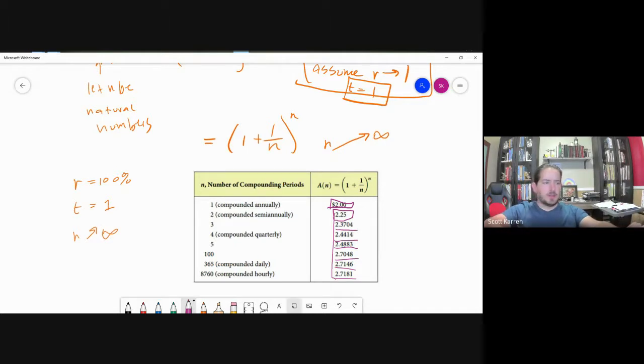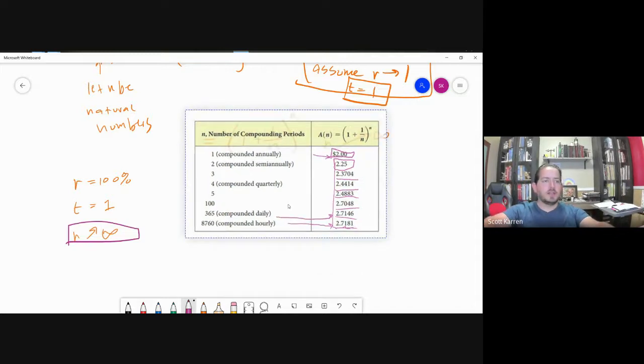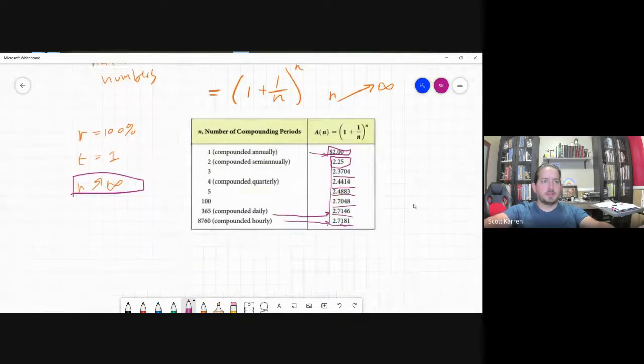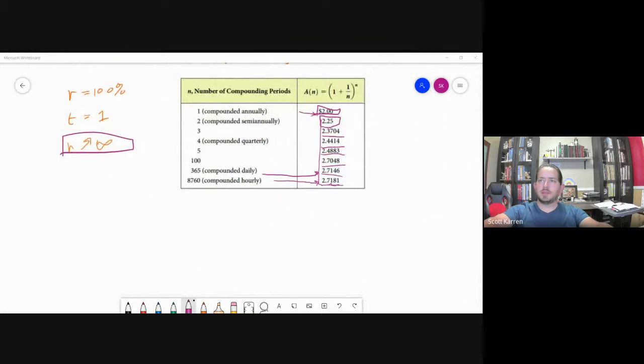And so here they've compounded it daily. If you compound it daily, you get an extra 71 cents as opposed to compounding just one time per year. And if you compound it hourly, you're still at 71 and just a little bit more cents, right? And so the question is, what happens if we do allow n to go to infinity? This number ends up being this.